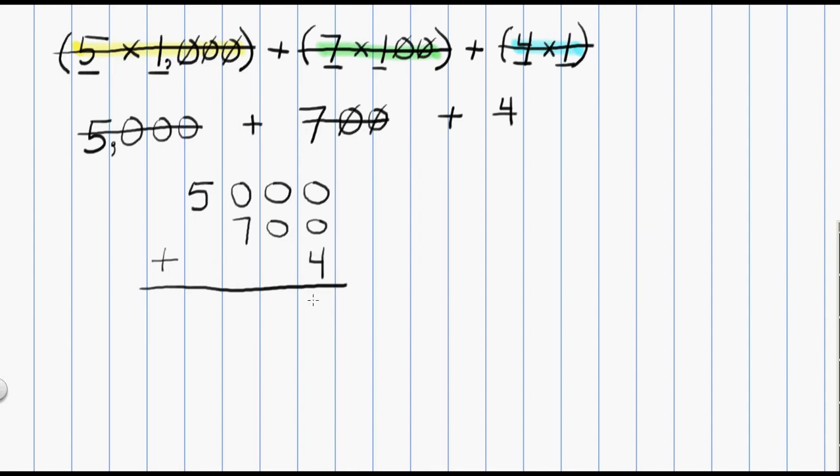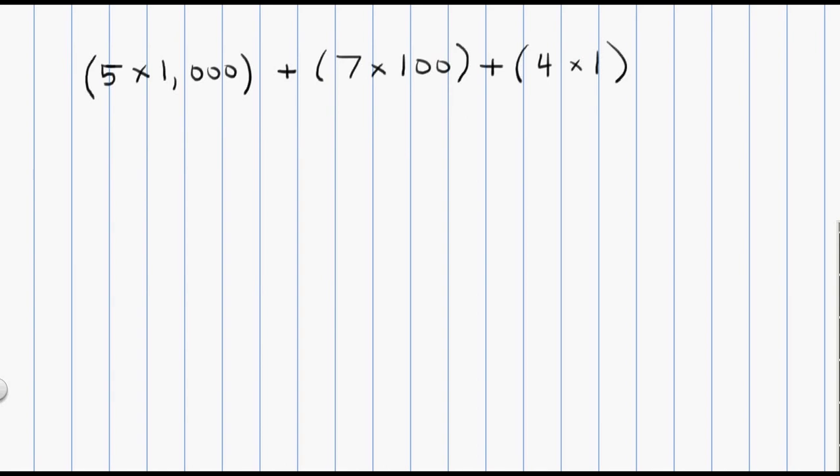0 plus 0 plus 4 is 4. And here I have 0 and 0 gives me 0. 0 and 7 gives me 7. And then finally I have a 5 with nothing in the column to add to it, so I just bring that 5 straight on down. And I put my comma in. And this is my answer. This is 5 times 1,000 plus 7 times 100 plus 4 times 1 written in its standard form.